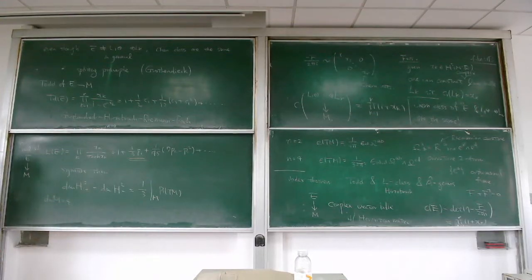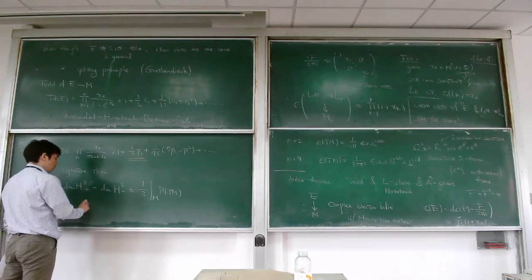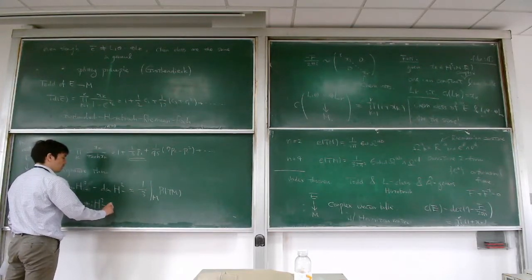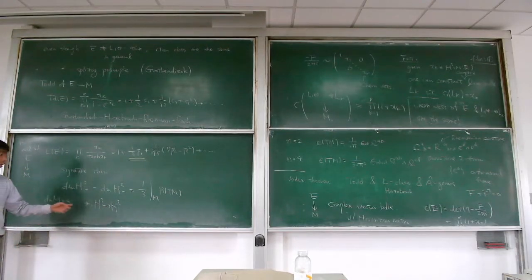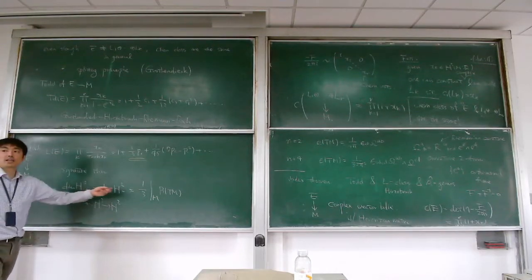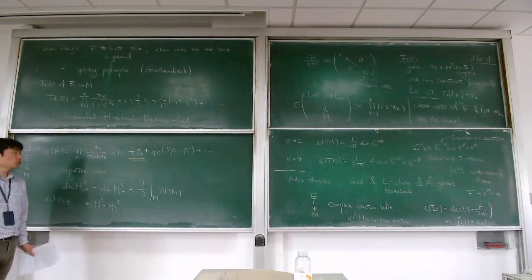If you look at a compact oriented four-dimensional Riemannian manifold, one can define the Hodge star map, a linear map which is non-degenerate, and the two-forms split into plus eigenvalue and minus eigenvalue for the Hodge star. The difference between the dimensions is given by 1/3 of the first Pontryagin class. Okay, so this is the signature theorem.